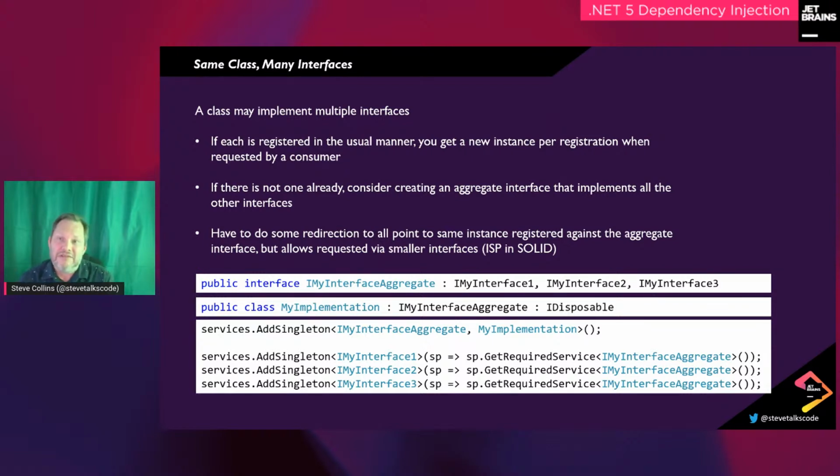Now, in some cases, you may want to aggregate the interfaces together into a composite interface as shown here. This can be a benefit if you don't want consumers to be able to request the concrete implementation directly. If you think back to what we were saying about the disposable issue, where you want to hide the Dispose method, rather than registering the concrete, you register it with the composite interface, so you've hidden the Dispose method.